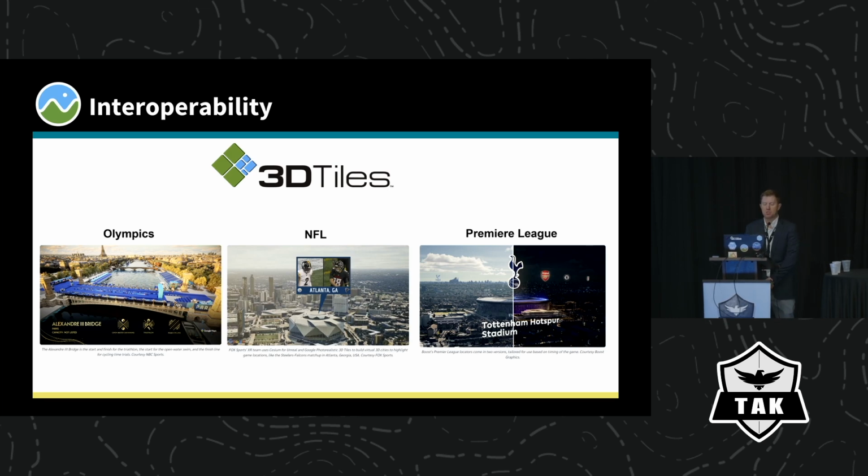3D tiles was streamed with the Google Photorealistic 3D tiles data, and then NBC Sports used Cesium for Unreal for part of the visualization. Now we've also seen that with NFL broadcasts with Fox Sports and also the Premier League. So it's really great to see geospatial and 3D coming to those groups.